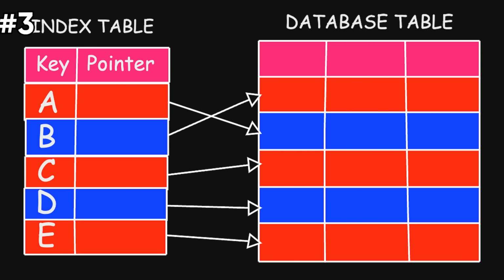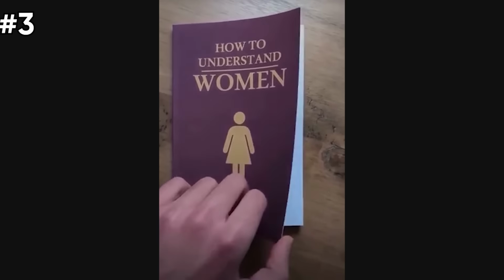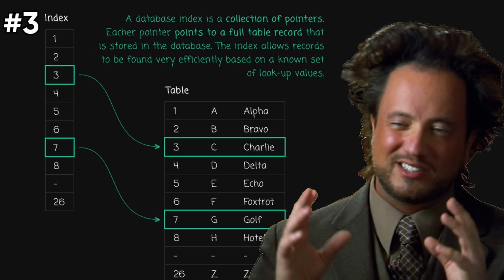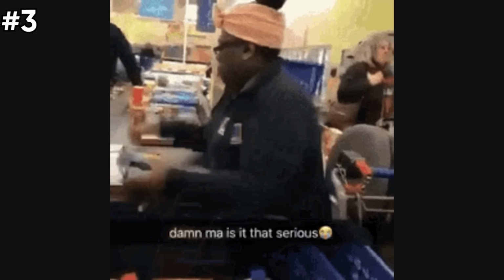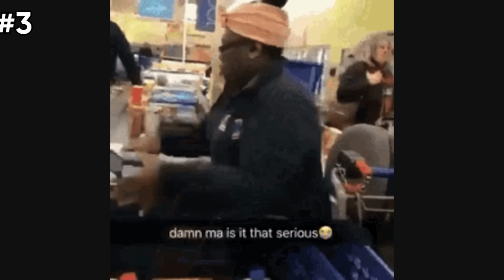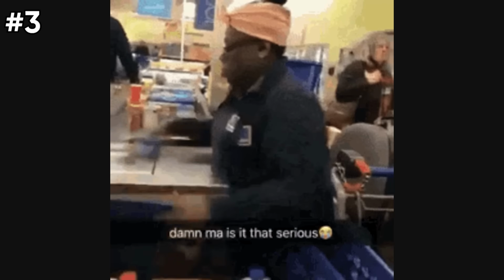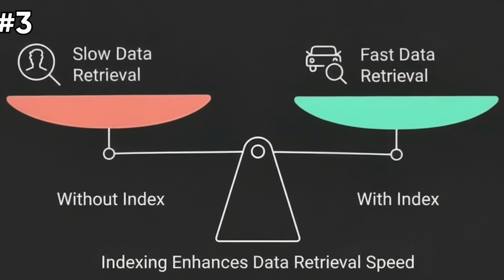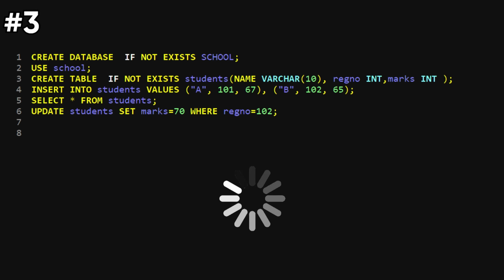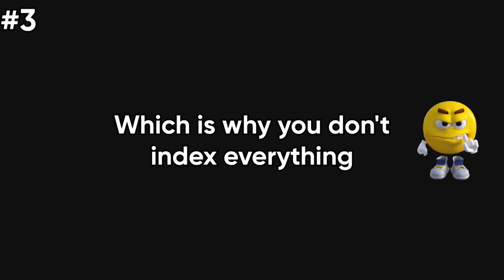Database indexes are another core concept. Think of an index like the index at the back of a book. It helps you jump directly to the page instead of reading the entire book. Without indexes, your database scans every row to find what you want, which is insanely slow at scale. With indexes, queries become instant. The trade-off is that inserts and updates become slightly slower because the index has to be updated too, which is why you don't index everything.